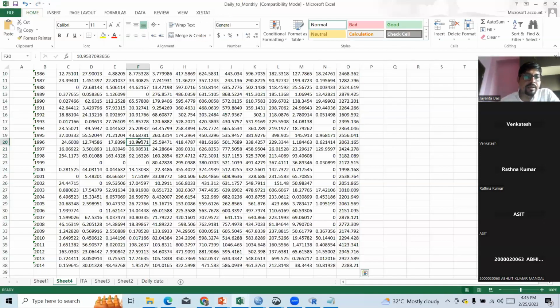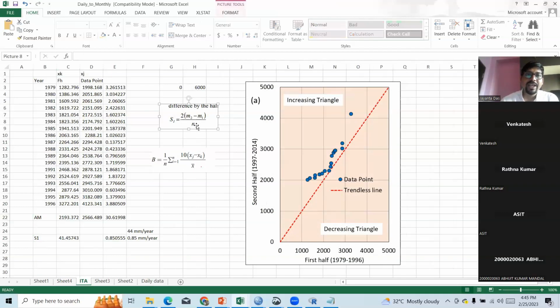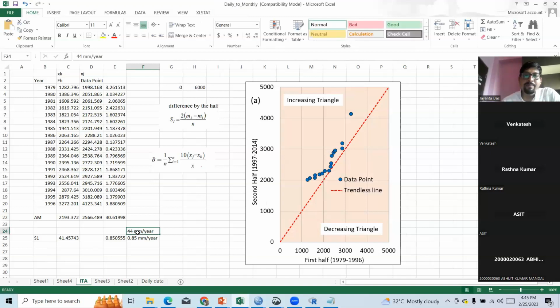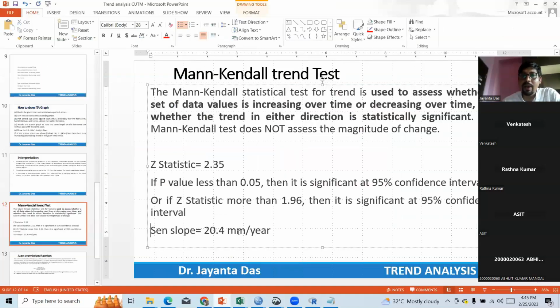Daily to monthly. ITA. Now see, according to the original method of Sen, it was 44 mm per year. But according to Sen's slope, it is 20.4 mm per year. Okay. Now, the Z statistic shows a significant increasing trend. We can say it's a significant increasing trend.